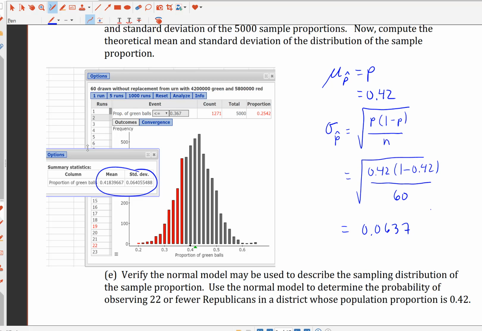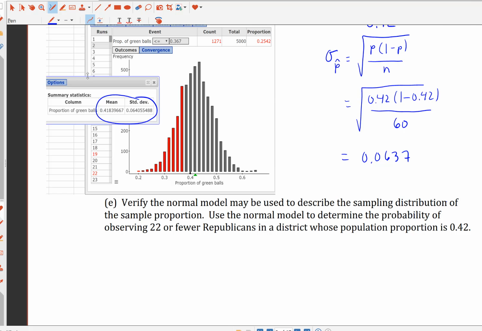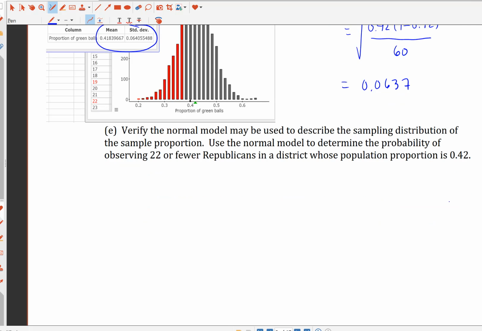You would not consider this evidence against the statement in the null hypothesis. However, the theory does match up to the simulation, so if you don't have access to a stat cruncher or something like that where you could simulate the results over and over and over again, guess what? You could use the normal model. Let's verify that we can.